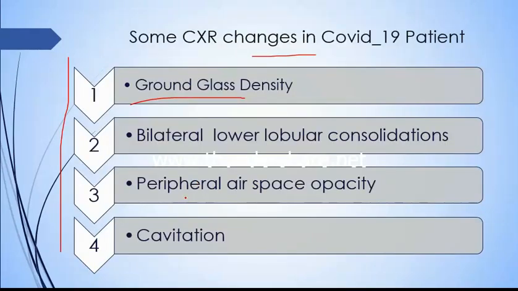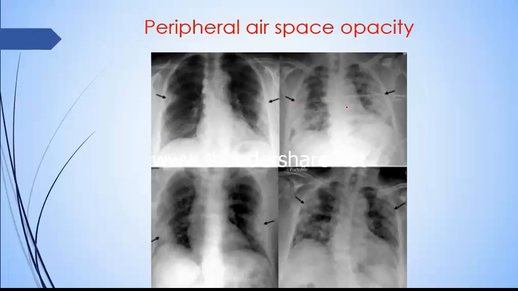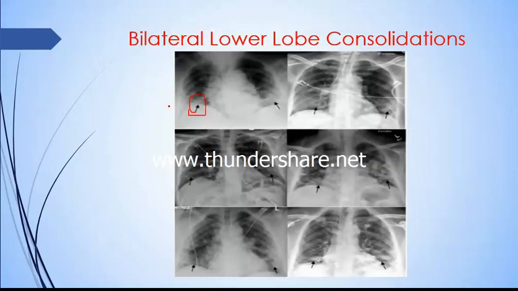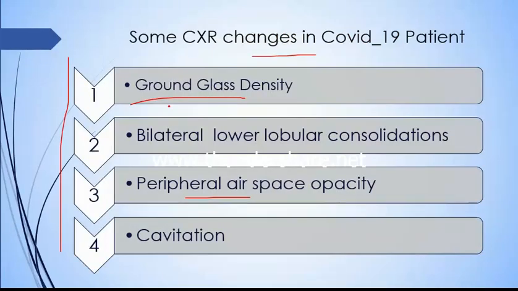And the third thing is peripheral airspace opacity. You can easily see this opacity in the periphery of the lungs. These are also in COVID-19 patients. This is the third very big finding in the COVID-19 patient chest X-ray.